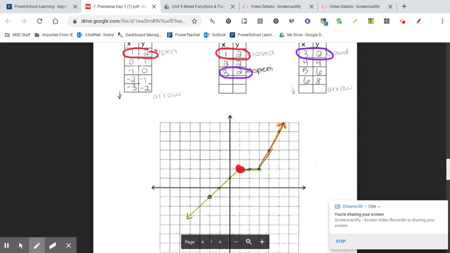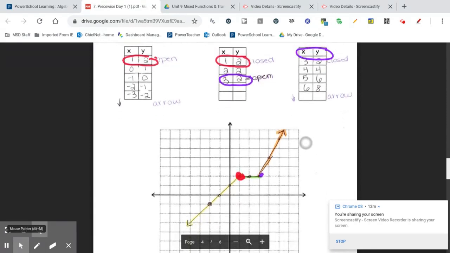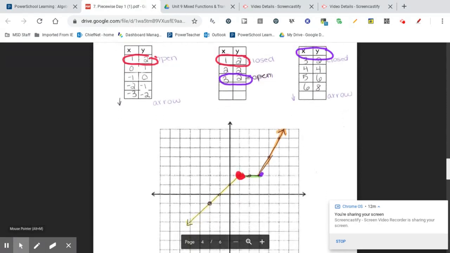Now that also happens over here with the point (3, 2). So it's open for one of the functions, but then it's closed. So again, it becomes a closed point right there. So don't let that confuse you. There's an open and a closed. It just becomes a closed. The hardest part is really recognizing where the arrows go. Okay. All right, let's go back to the next question.